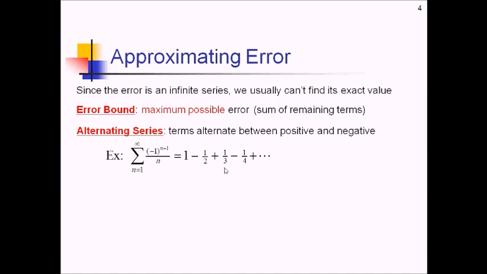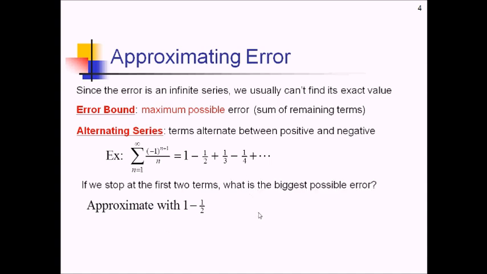So to see how we could try to approximate the maximum possible error of a series, let's say that we try approximating this thing by stopping at the first two terms. So we're approximating with 1 minus 1/2, and hopefully that's close enough for the value of the whole series. But that means we have some error, right? So what's the biggest possible error if we just stop with these first two terms?